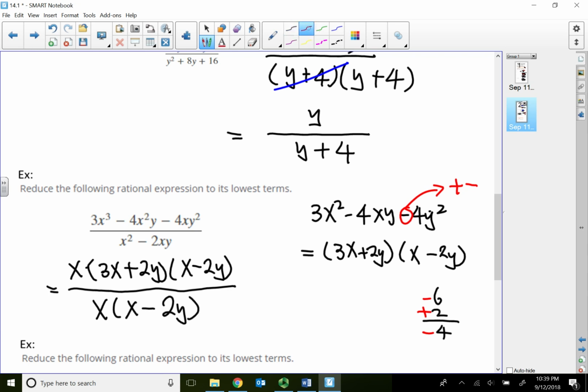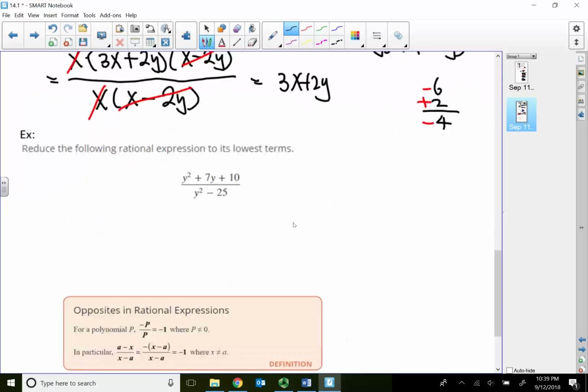All right, so once everybody's one term on the top over one term in the bottom, I can start canceling out the common factors. So x and x on the outside can be canceled out. x minus 2y can be canceled out. So the only thing I got left with is simply a 3x plus 2y on the numerator. So that's my answer. All right. Ooh, I like this one.